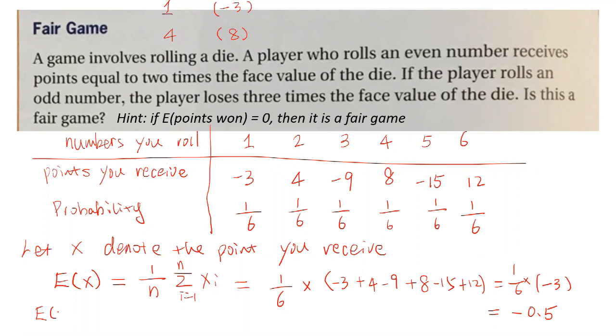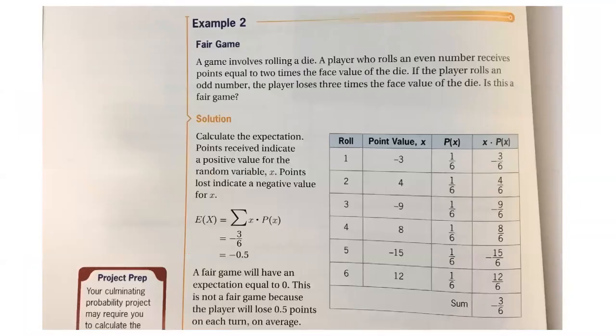Because the expectation of X is not 0, you can decide that it's not a fair game. Right? That means the expectation of X is a negative value. That means on average, you will lose points rather than receiving points, right? Okay, any questions? All right, let's see the next one.